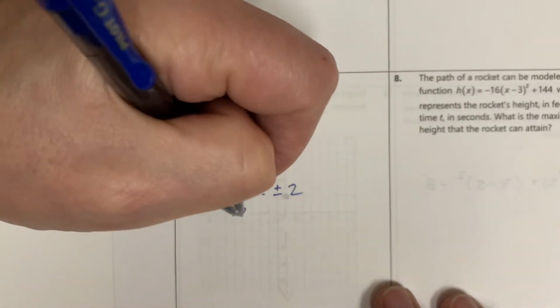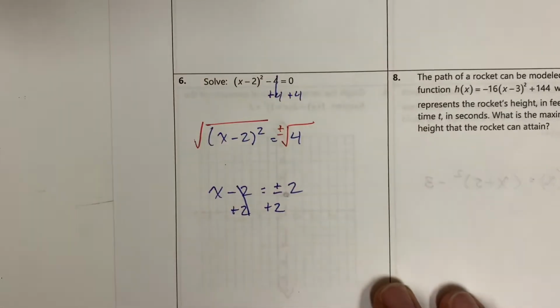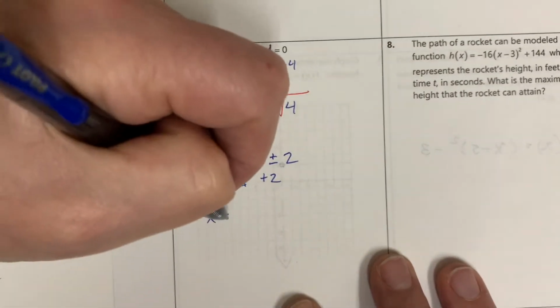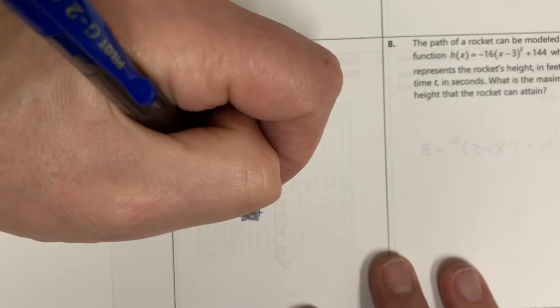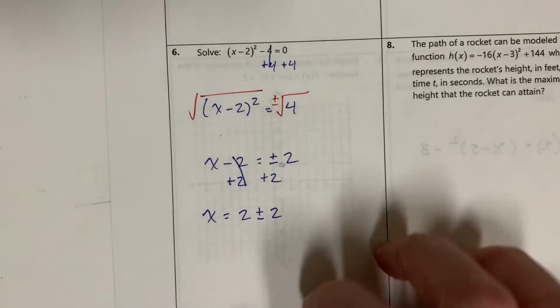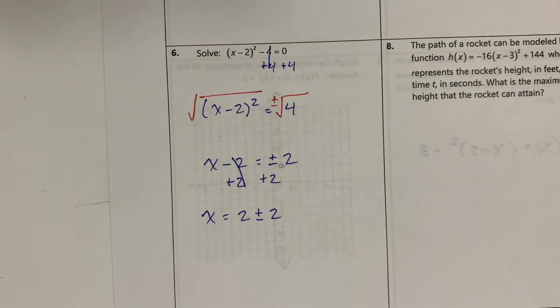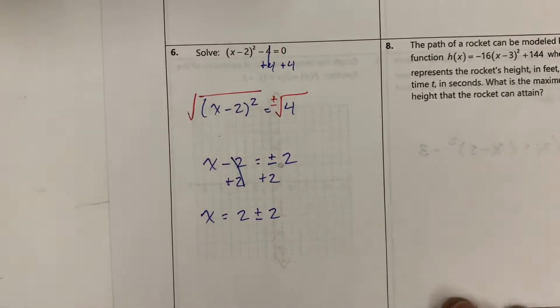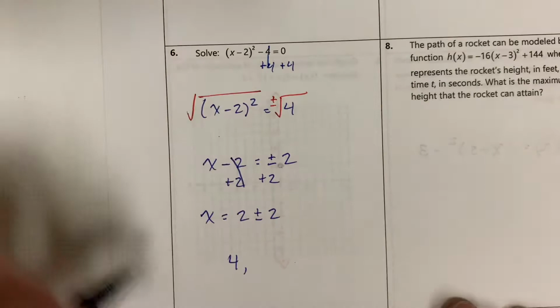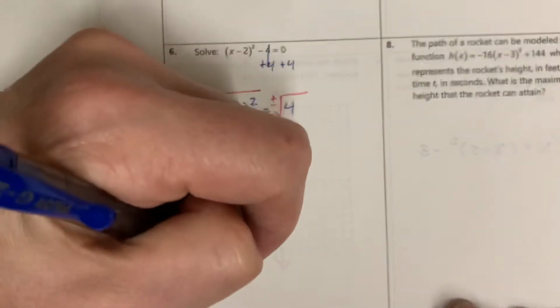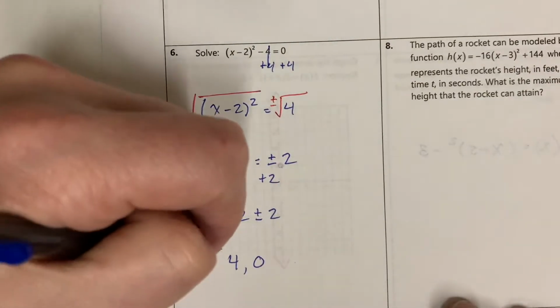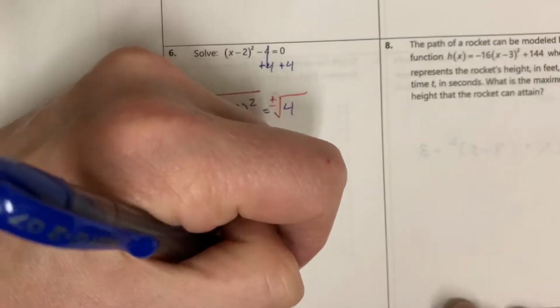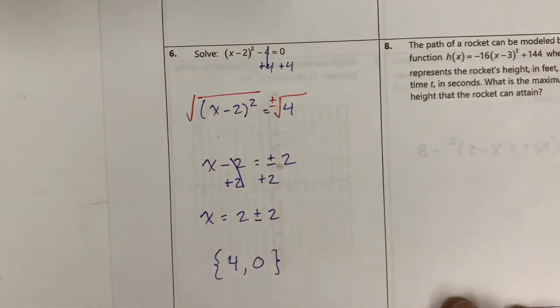I'm going to add 2 to both sides, and I now get x is equal to 2 plus or minus 2. So now I need 2 answers. So my 2 answers are going to be 2 plus 2, which is 4, and 2 minus 2, which is 0. And both of those are going to be in a curly bracket. It doesn't matter what order they're in, as long as it's the set of solutions in the curly brackets.